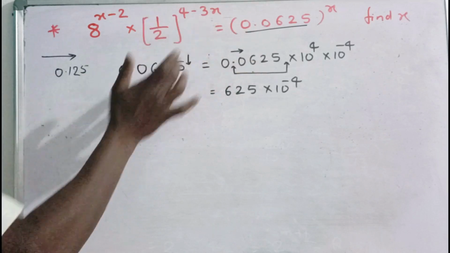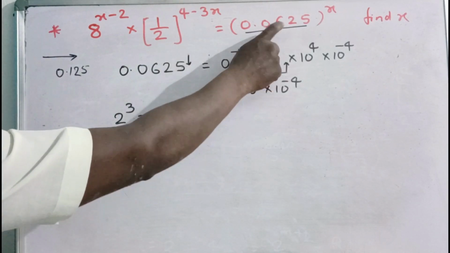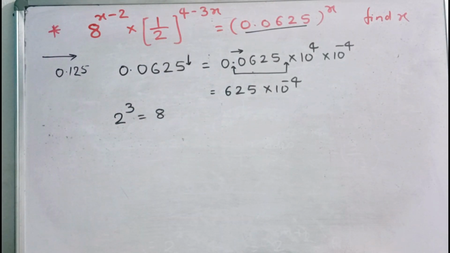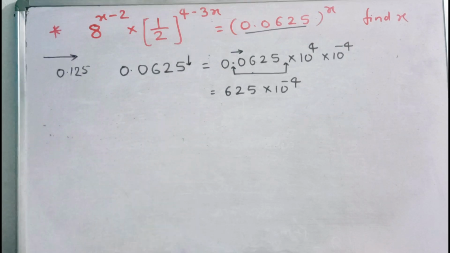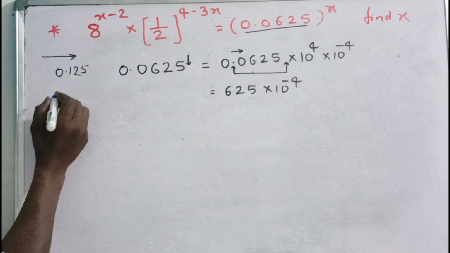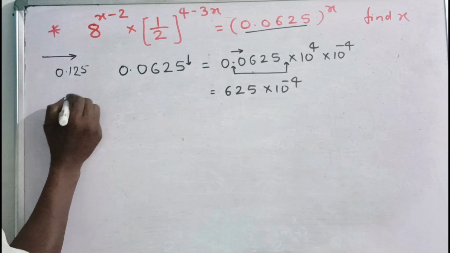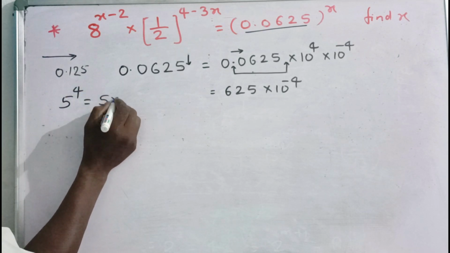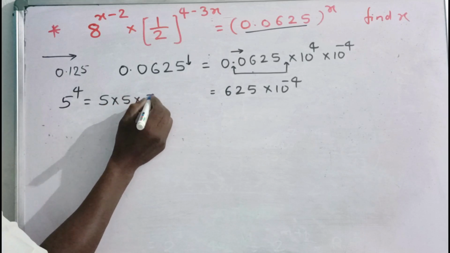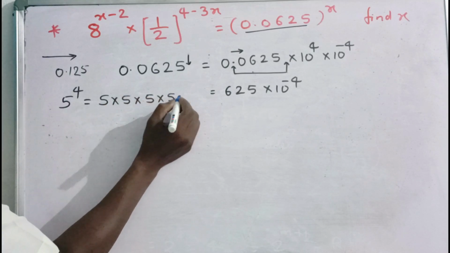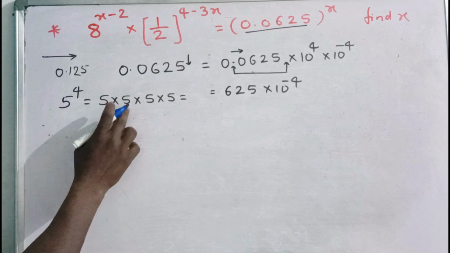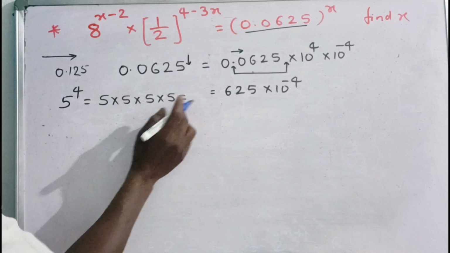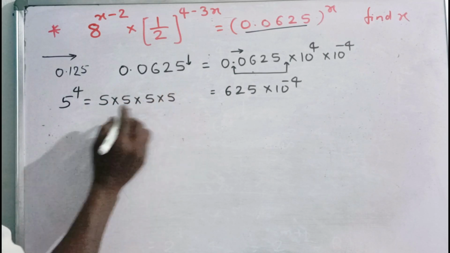बोथ साइड हमें इक्वल लाना है, तो ये 5 raised to the power 4, आई थिंक 2 का काम नहीं चलेगा यहाँ पर. 5 raised to the power 4 is nothing but 5 into 5 into 5 into 5 into 5 is equal to 625.